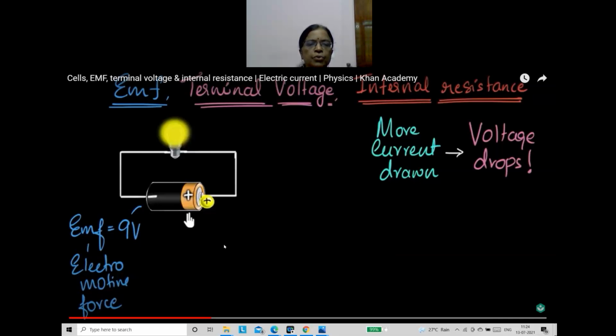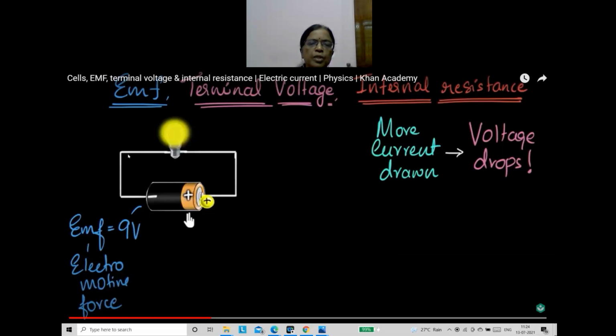But what is terminal potential difference? When you connect a bulb, what happens? It draws current. Current begins to flow through it. We say the bulb is drawing current from the battery. That time, what happened? The charge has to move through the cell, through the wires.